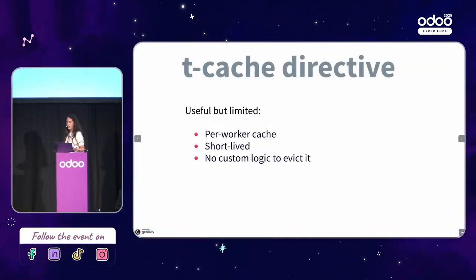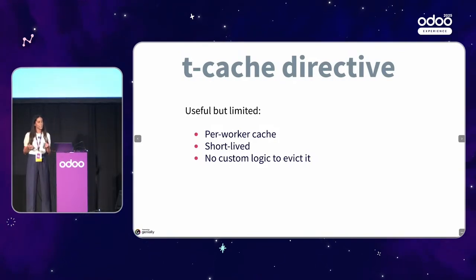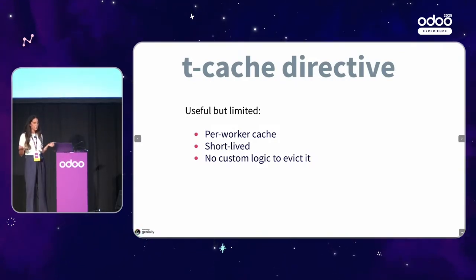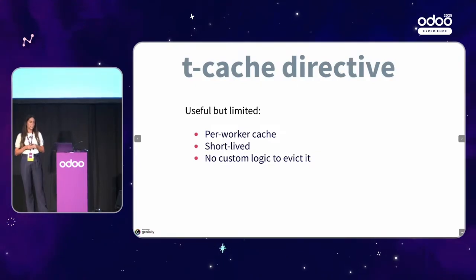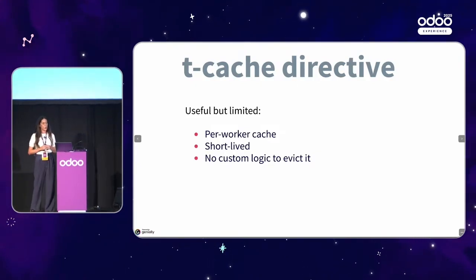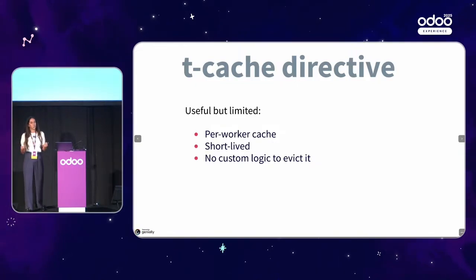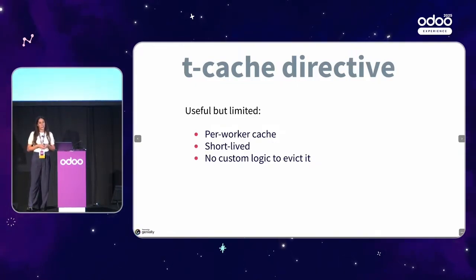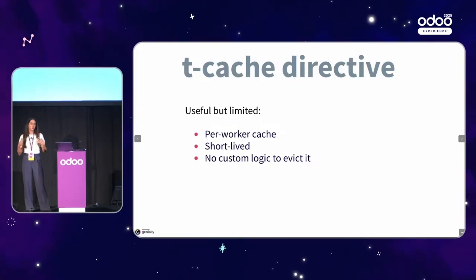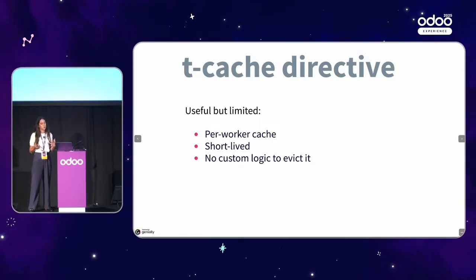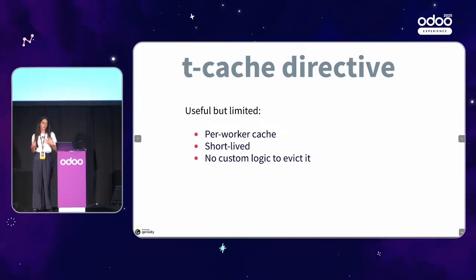So at first, we were investigating Odoo's t-cache directive, and well, it was indeed useful. It didn't help us at that specific time because this cache is per worker, and it's also short-lived. And we couldn't establish any custom logic to a big text cache, which was really important for us at the time. So this is when we thought about Redis.